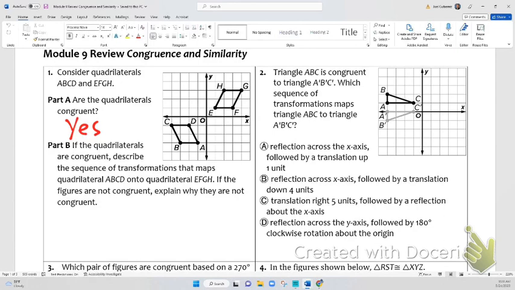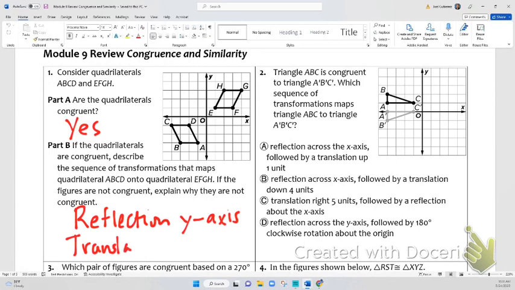So the way I did it is I first just did a reflection across the y-axis, and again, unfortunately I can't show you because I can't show the patty paper on here, but trust me when I tell you that if you reflect across the y-axis, and then after you reflect across the y-axis, you do a translation 4 units up, that will get you from ABCD onto EFGH.